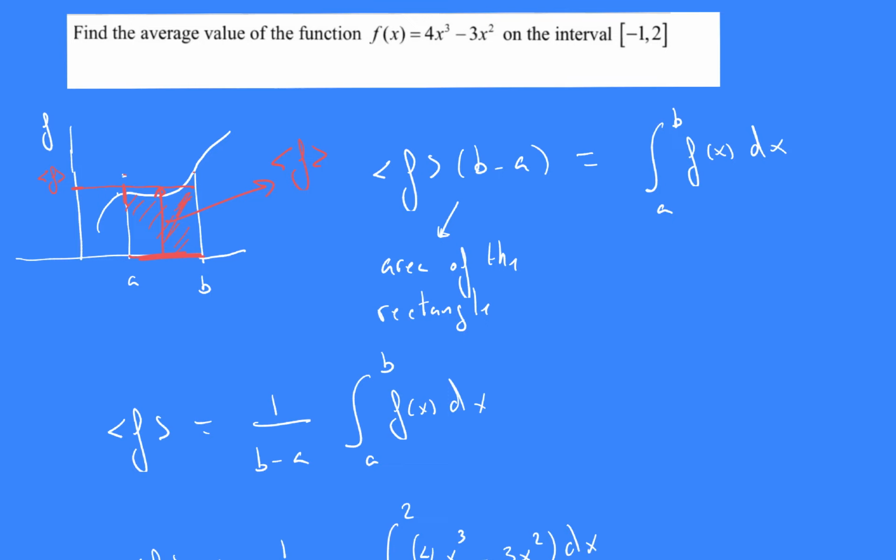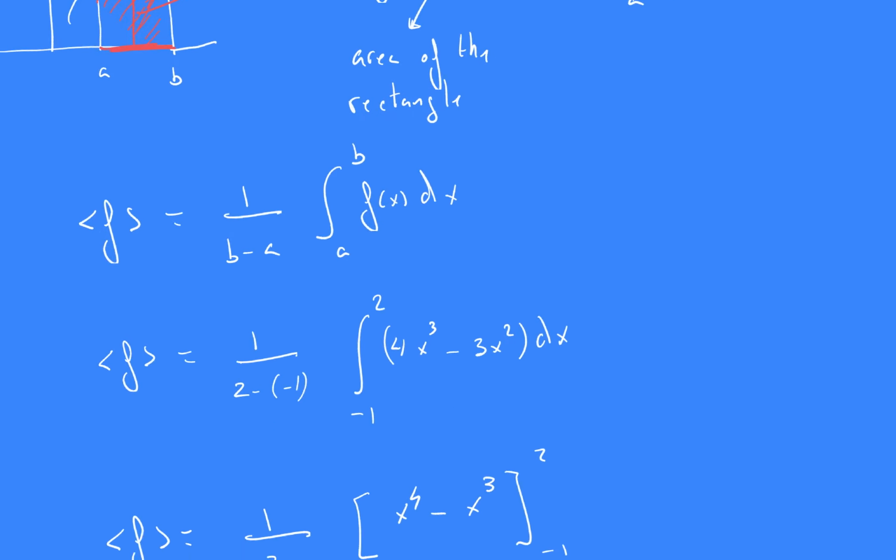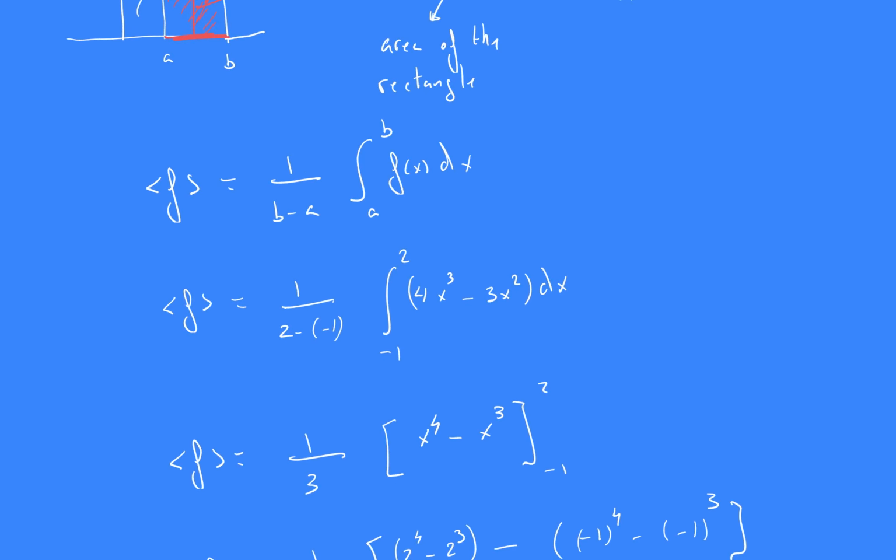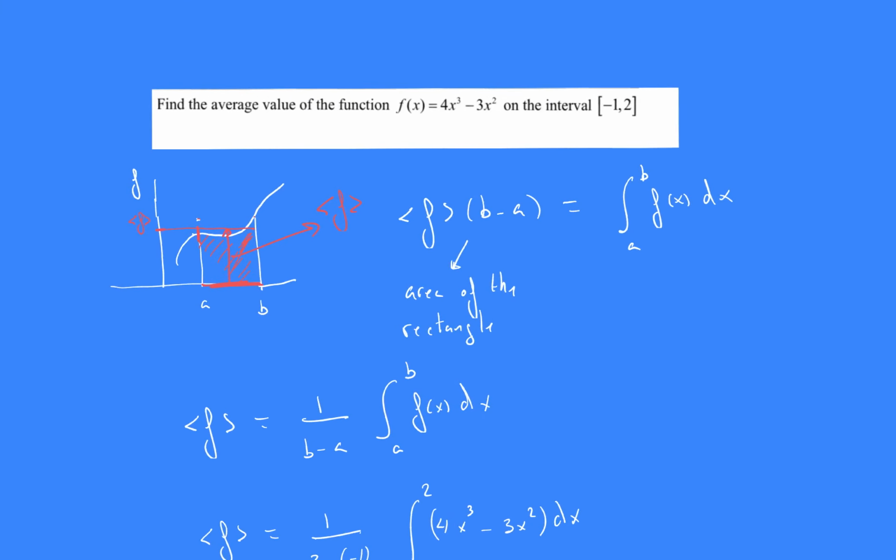So the question is just to plug in numbers. You plug in numbers, you make the easy integral like this, and you will find the number 2. 2 is the average value. It means that at the level 2 through the y-axis, the area of the rectangle that you construct between minus 1 and 2 is equal to the area under the curve. Okay, let's go to the next problem.